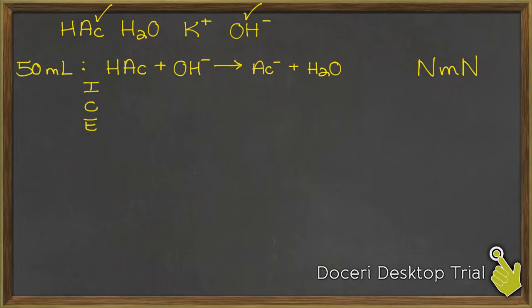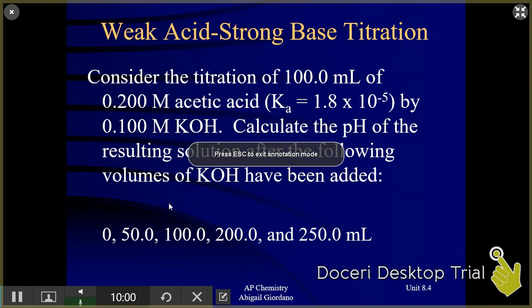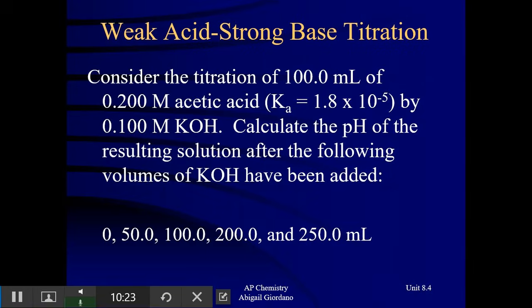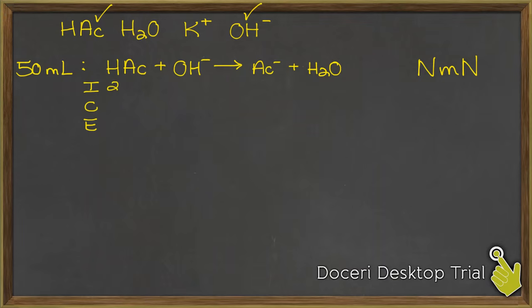Okay, so if I need moles, let's go back to the screen here. I have a volume of acid and I have a molarity of the acid. And here's the reason why I like millimoles, because I'm not going to change this volume out of milliliters. I'm going to keep it there. 100 milliliters times 0.2 molar is going to give me 20 millimoles.